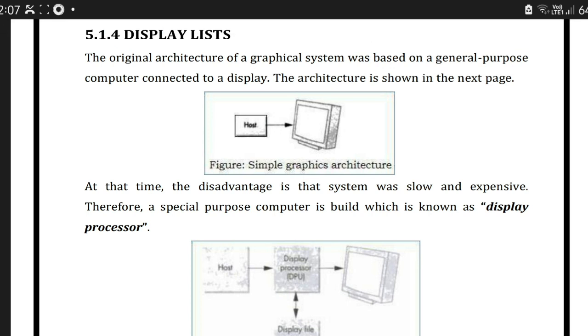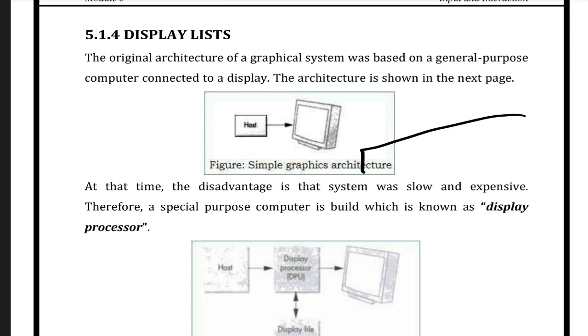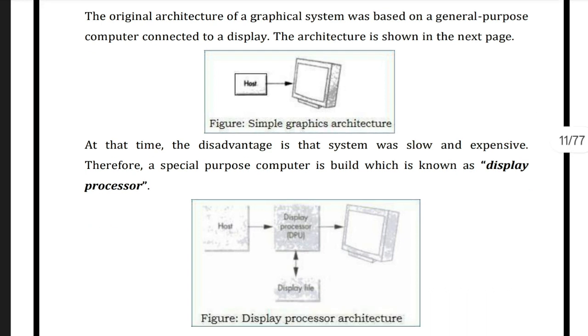Okay, so what is display list? Like how we have arrays, right? In arrays, we can store either characters, boolean values, integers or float values. In the same way, in the display list, we can store the objects. Okay, so that's what the display list is. It is a special purpose computer which is built using the display processor. Okay, so this is the architecture of it.